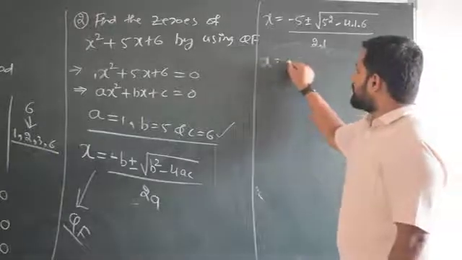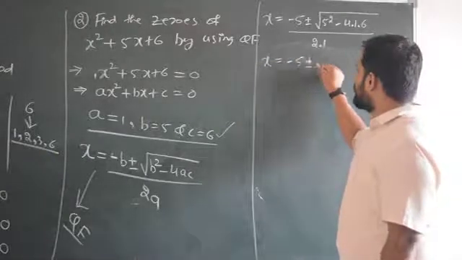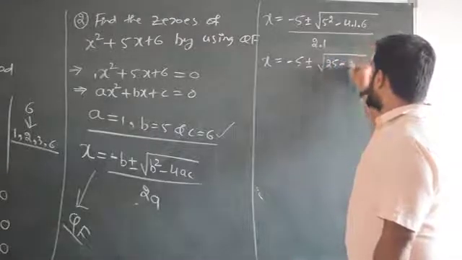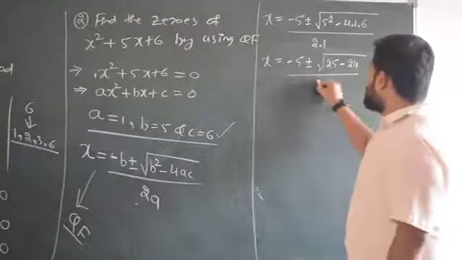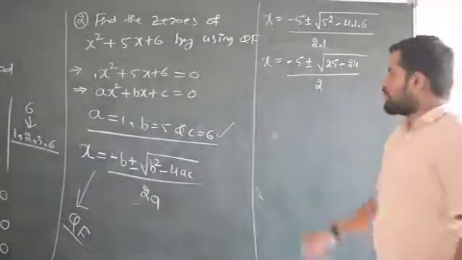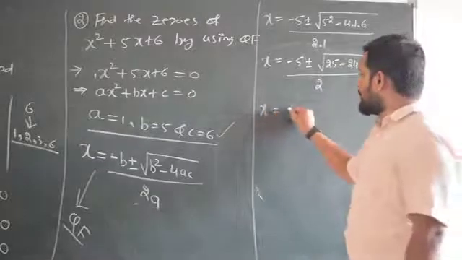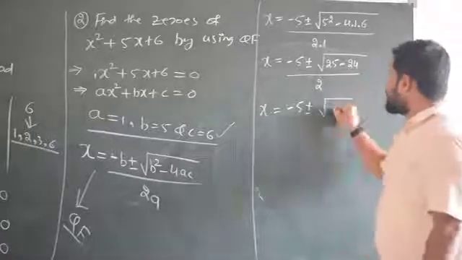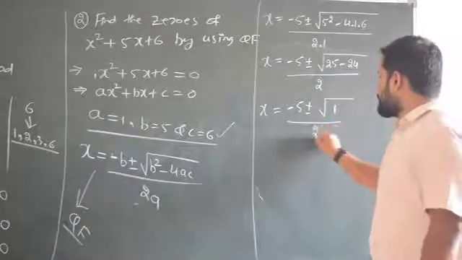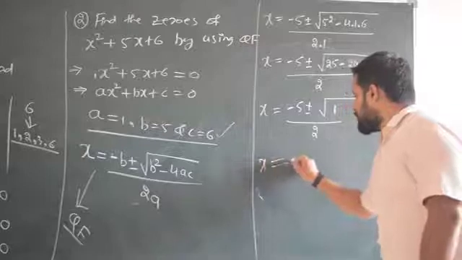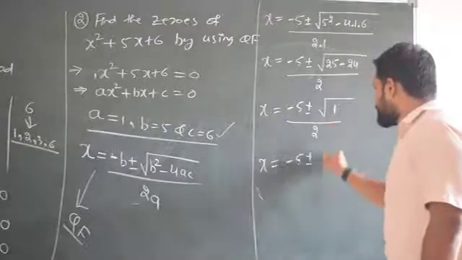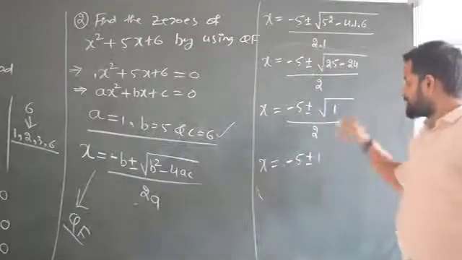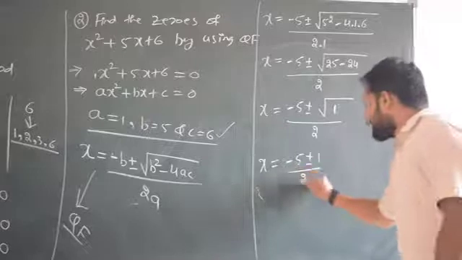So x is equal to minus 5 plus or minus under root 5 square means 25, then minus 4 into 6 is going to be 24, then divided by 2. 2 into 1 is going to be 2. Then I get x is equal to minus 5 plus or minus under root 25 minus 24 means 1, divided by 2. Then x is equal to minus 5 plus or minus root 1. Actually root 1 is plus or minus 1, that's why they have given these symbols plus and minus. So that is 1 and that is divided by 2.